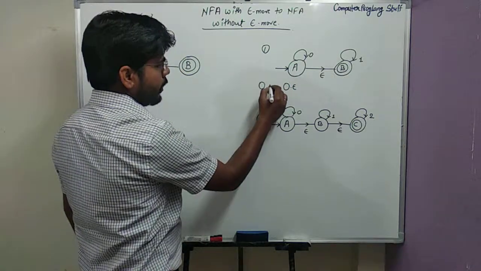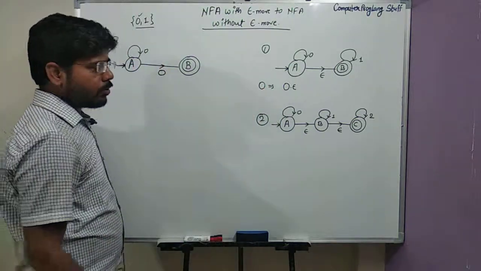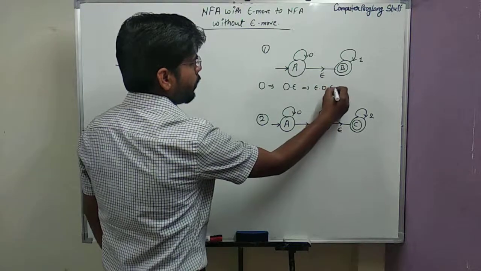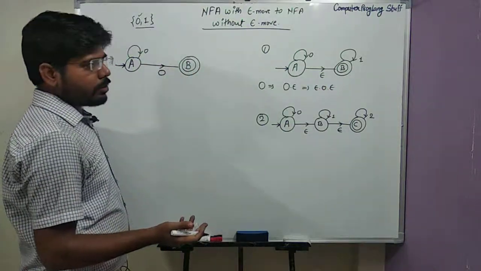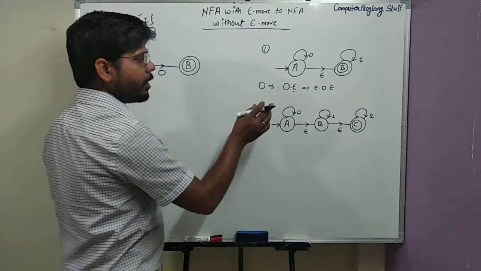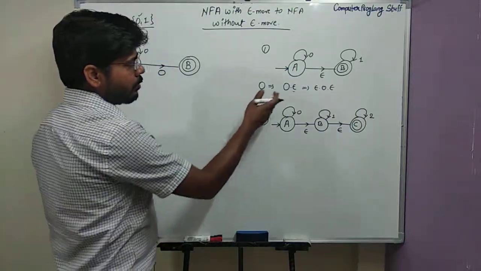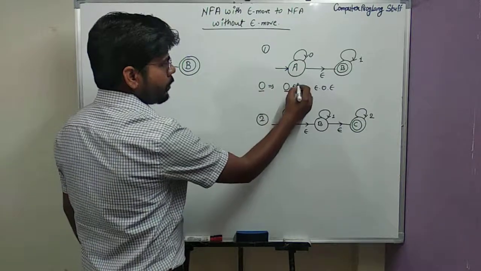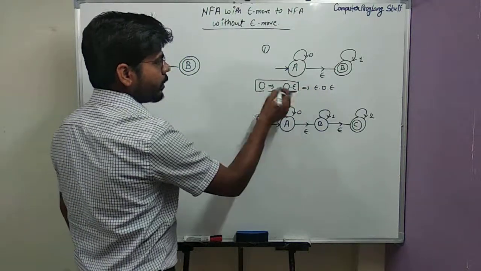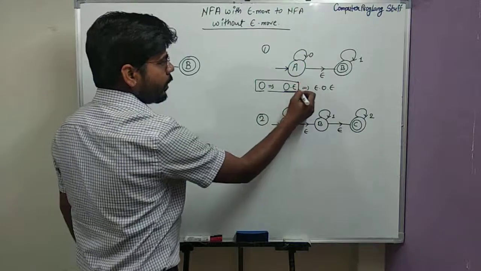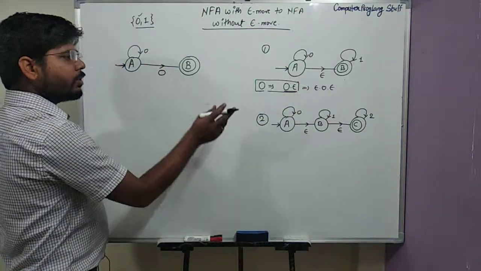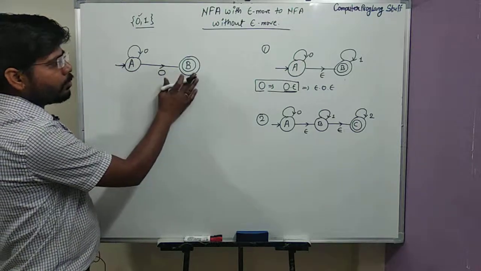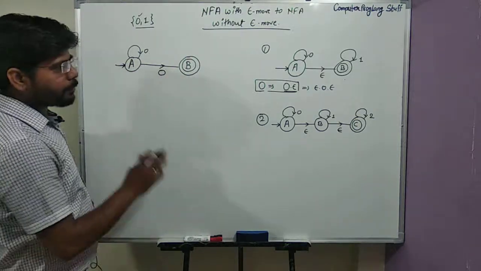So we can write 0 as 0 and epsilon, or also as epsilon dot 0 dot epsilon. Epsilon is a null string, so that doesn't make any difference in the input symbol or input string. These are equivalent, so 0 and then epsilon. That means for the 0 transition हम A पर भी कर सकते हैं and then from A to B also.